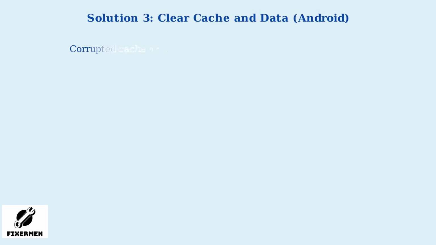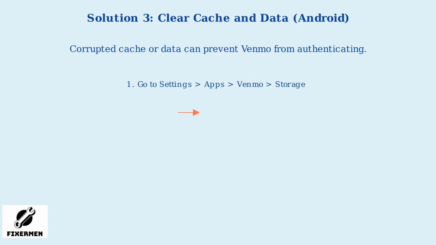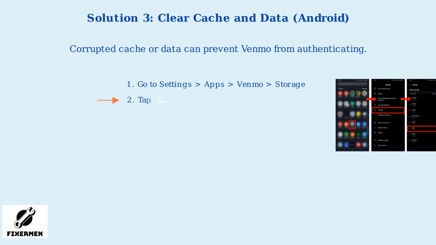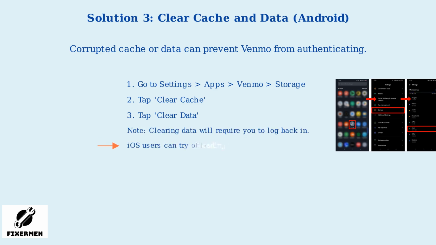Corrupted cache or data can prevent Venmo from authenticating. On Android, go to Settings, then Apps, find Venmo, tap Storage. Tap Clear Cache and then Clear Data. Note that clearing data will require you to log back in. iOS users can try offloading the app in Settings.